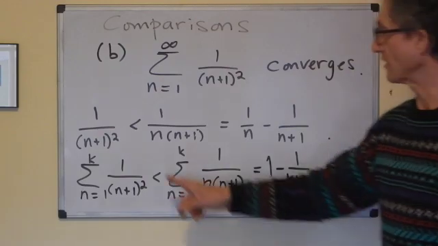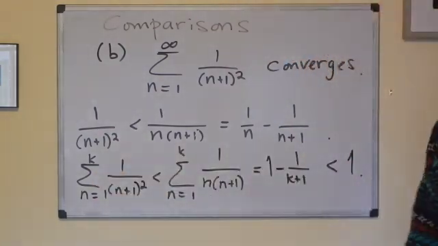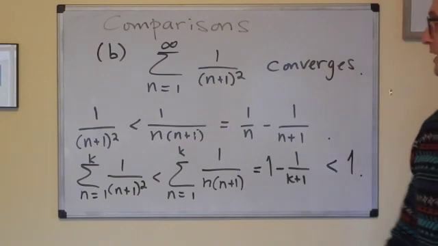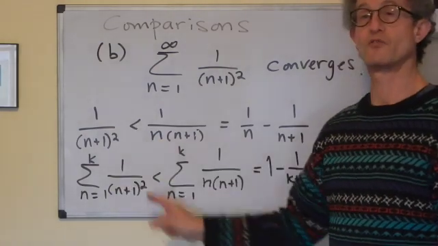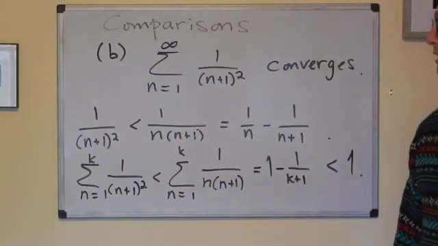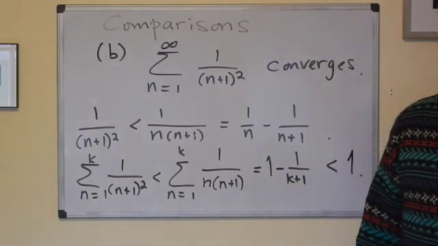And that means that these partial sums are also bounded, and so they also converge to something. We don't actually know what number this converges to from this calculation, but we do know it converges to something by proposition 4.